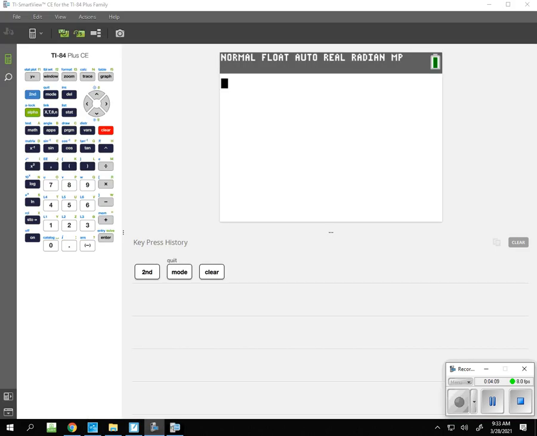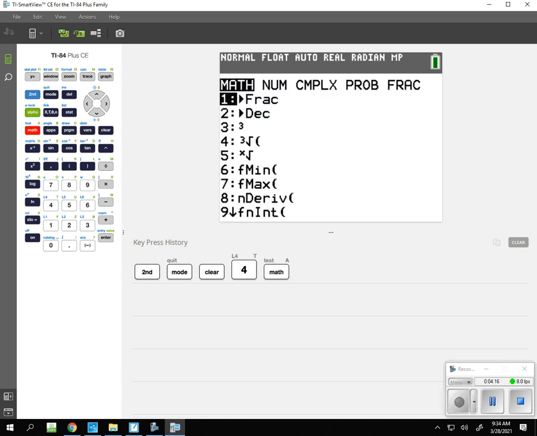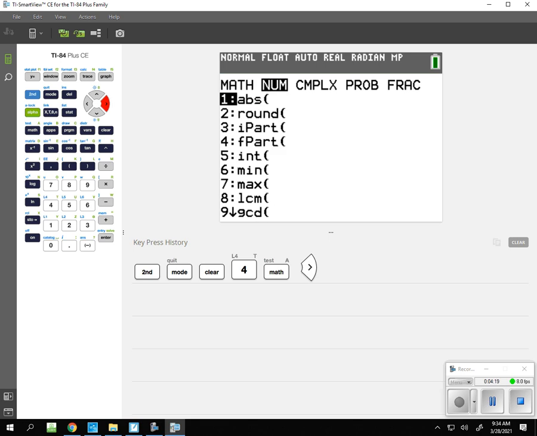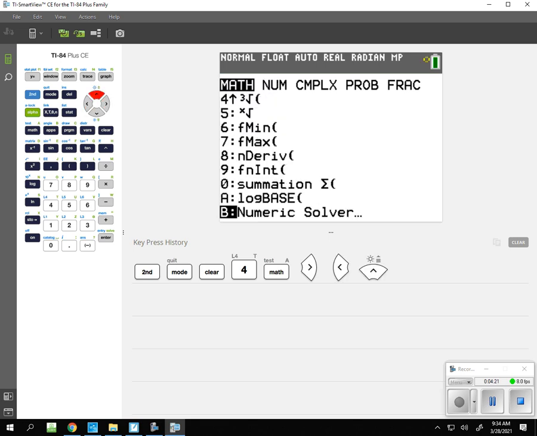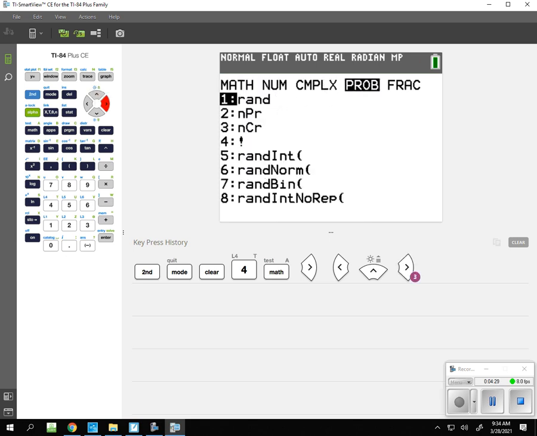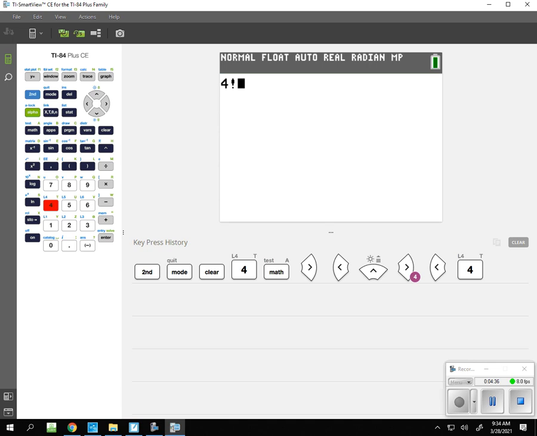So if you pull out a graphing calculator, you're looking for a factorial. And so if I want 4, under math, number, oh, sorry, probability, there it is. Math all the way over to probability, it's number 4. So you're talking about 4 factorial. And so this is taking 4 times 3 times 2 times 1, which is 24.